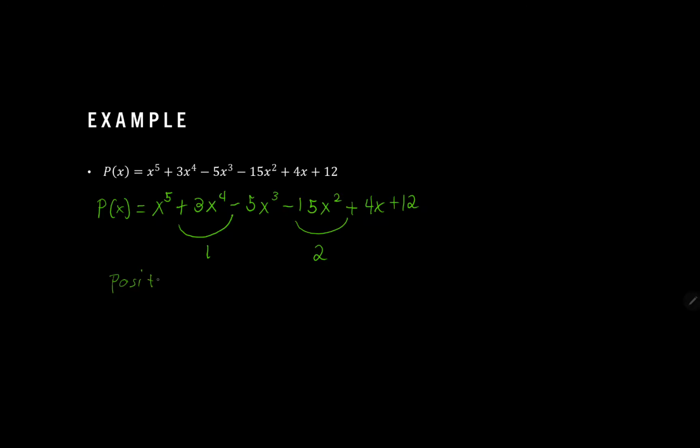So the positive real roots would be 2 or 0. Whenever you get higher than 1, you deduct by 2 until you reach 0 or 1. So there's a possibility that there are 2 or 0.